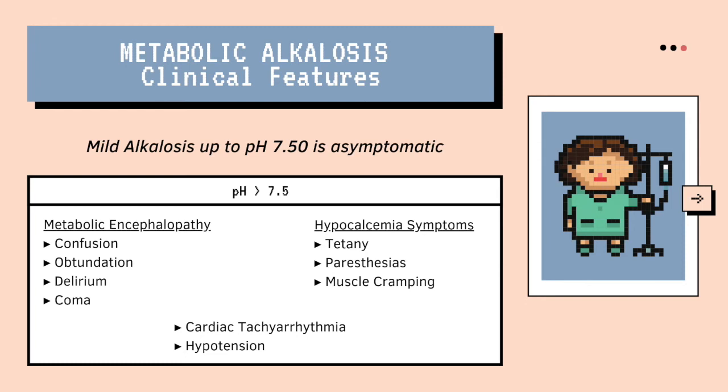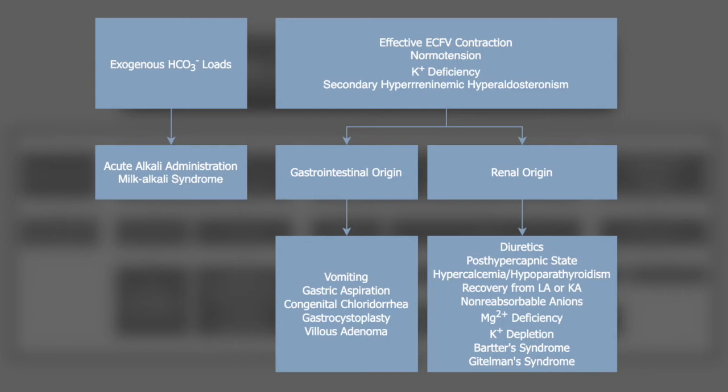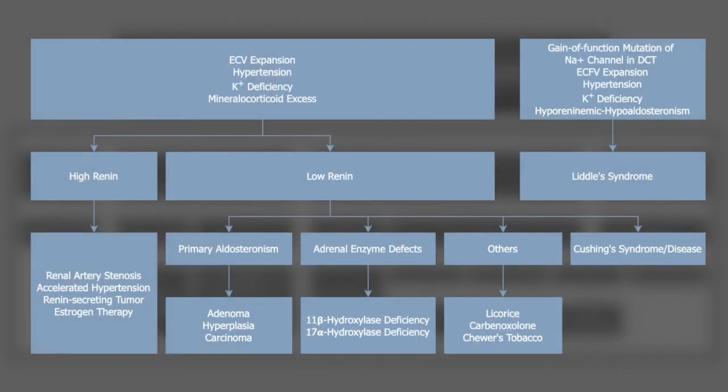On the other hand, symptoms of hypocalcemia may be seen, such as tetany, paresthesias, and muscle cramping. Other important findings in this acid-base disorder include cardiac tachyarrhythmia and hypotension. This figure shows the different causes of metabolic alkalosis, which are categorized into four, such as exogenous bicarbonate loss, effective ECFV contraction, ECV expansion, and gain-of-function mutation in sodium channels.